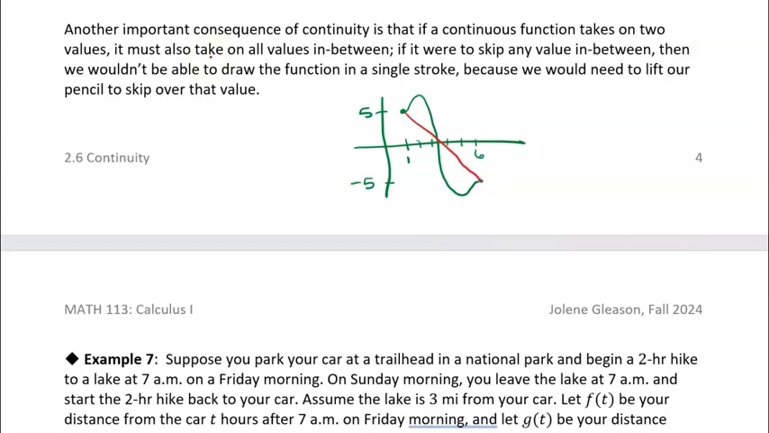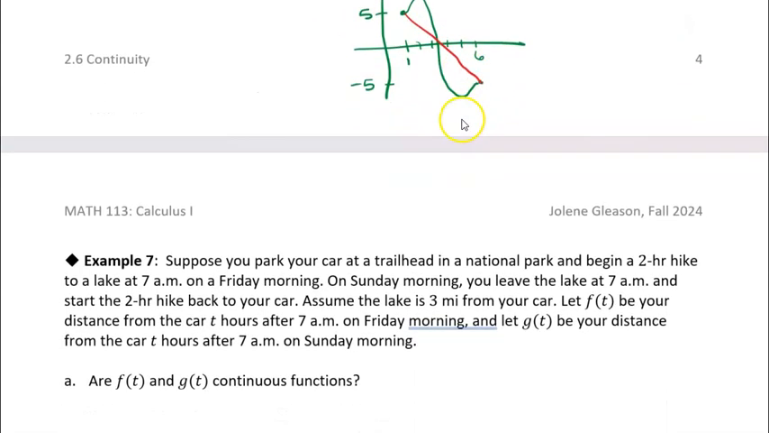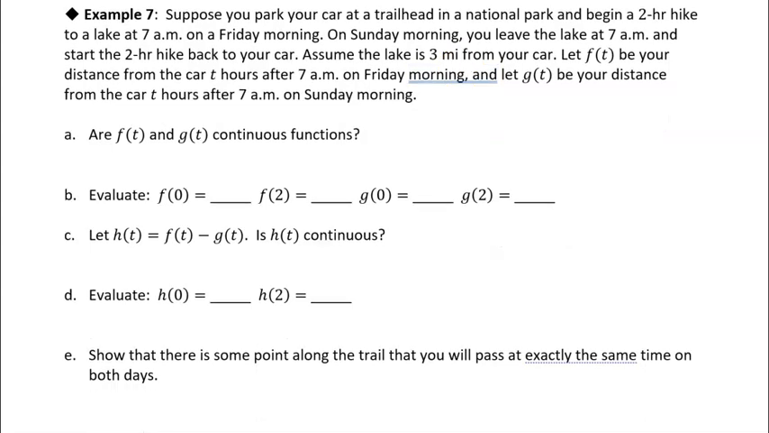We don't know. But it has to take on every single function value in between 5 and -5, which means it has to pass through 0. At some point it's got to pass through 1 and 2 and 3 and 4 and -1 and -2 and -3 and -4. All right, so let's take a look at this next example here.